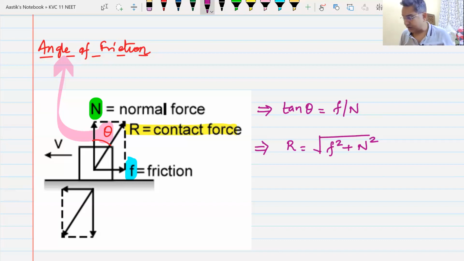So these are the two things that you must remember about the contact force. One is the angle of friction, which is the angle that the contact force makes with the normal in this diagram. The value of this reaction force is the square root of F square plus N square. I'll give you 2 minutes to note this down.